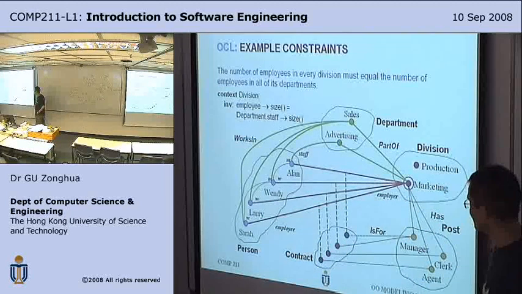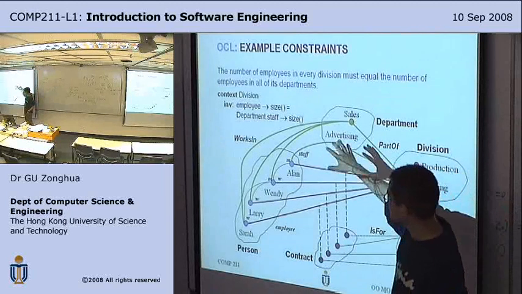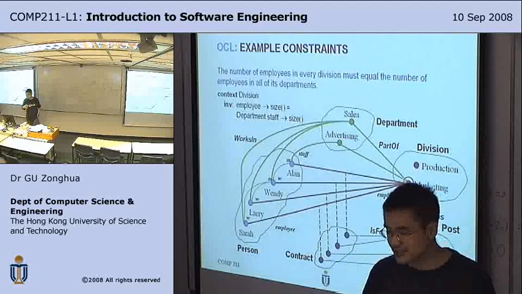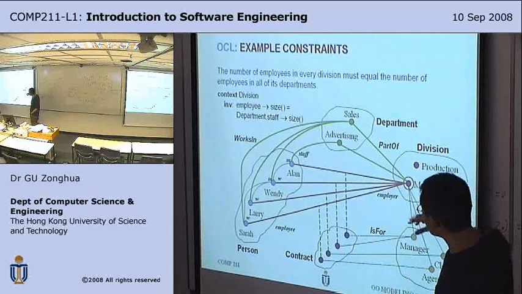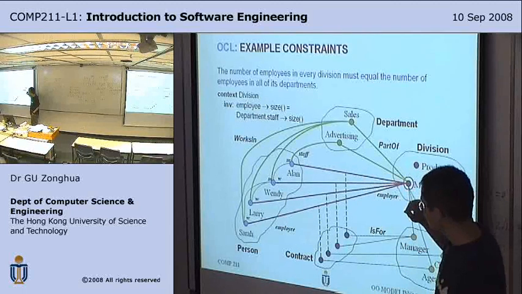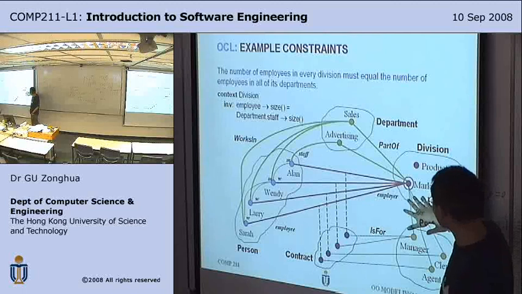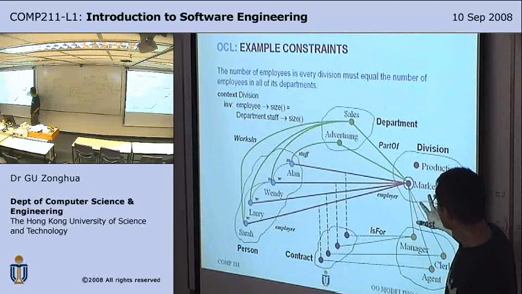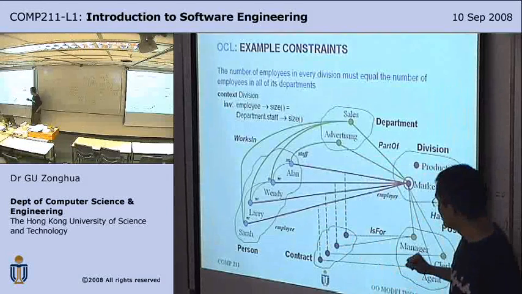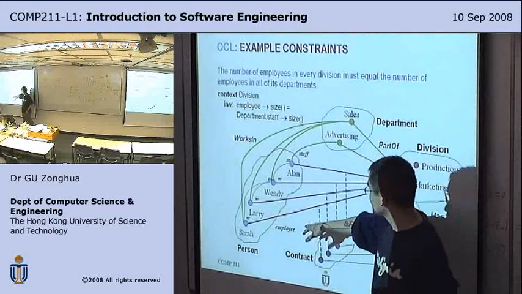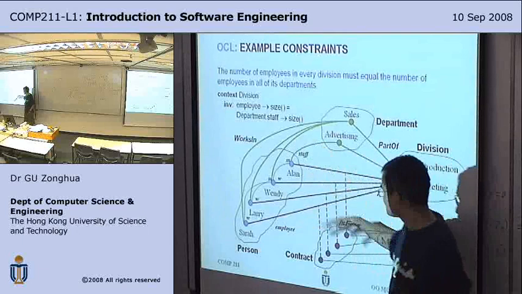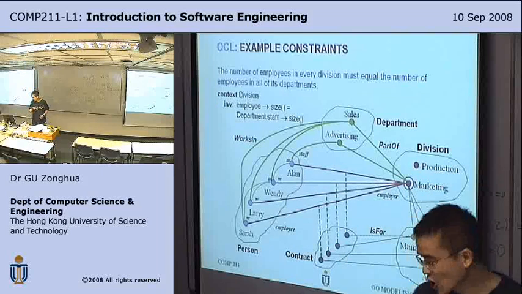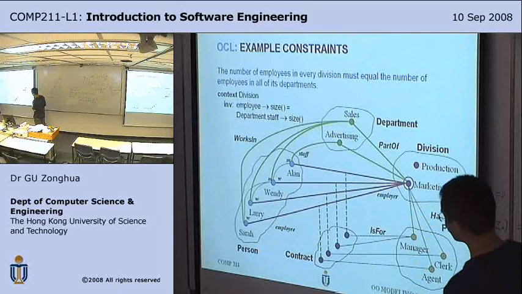So the formal expression in OCL is context Division, because you're starting from the division as your origin of navigation. And then the invariant says employee->size. You navigate from division to person by specifying the role name, employee. You can also specify person->size. It's the same. When you do navigation, you can specify the target class name or the role name of the association. They're both okay.